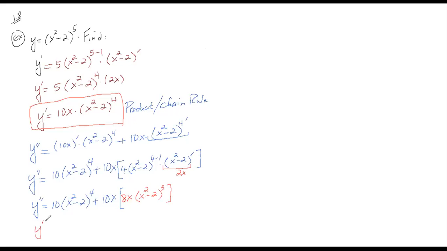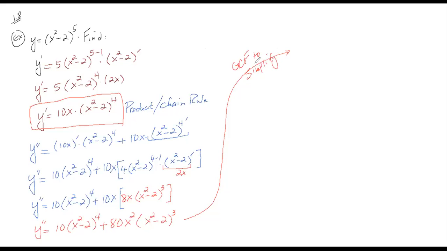Okay, so y double prime is now 10 x squared minus 2 to the 4th plus 80x squared with x squared minus 2 to the 3rd. And now we have to factor, okay? Greatest common factor to simplify. See, so the derivative parts are really not that hard. It's just the simplifying parts that we just need to be careful, practice it, okay? It's not too bad.